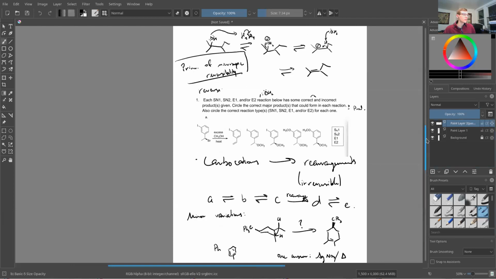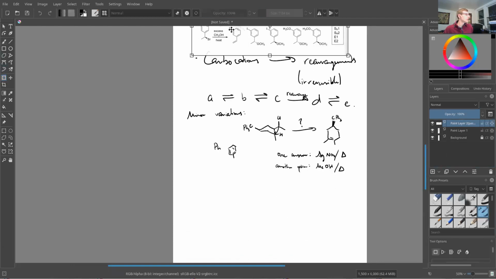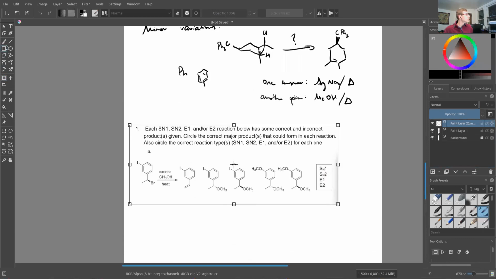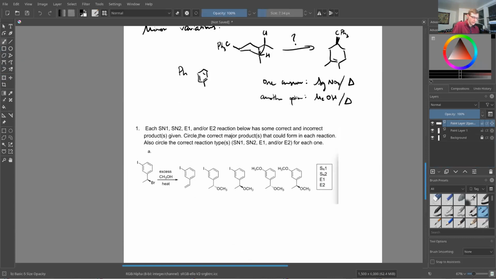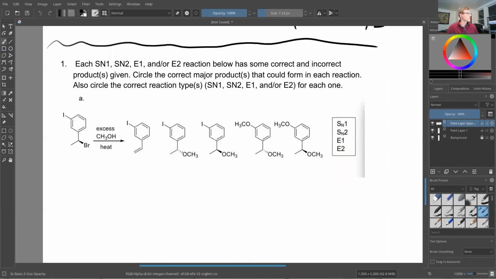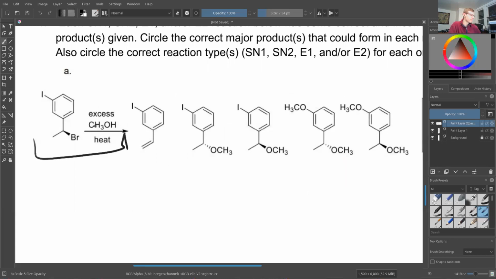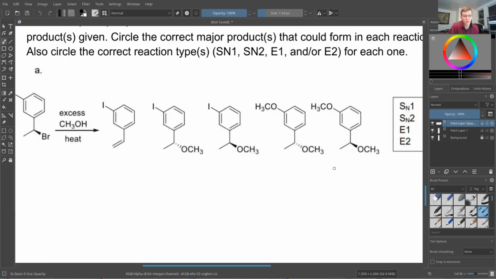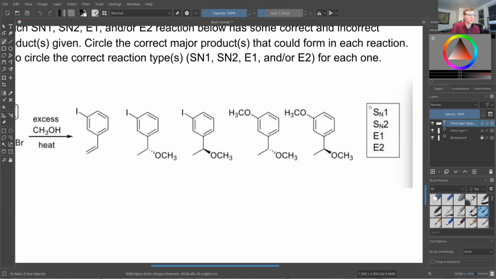All right, let's see. Okay, here we go. Why don't we get started with this? First thing, we're given this initial reactant, and we're given these reagents, that's what they're called, and the conditions, right? And then we're asked which of these are viable products we can actually get, and what type of reaction is it?